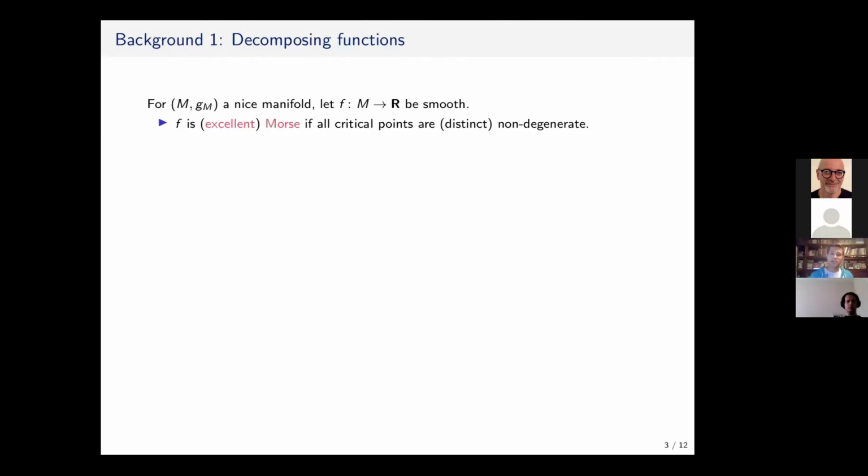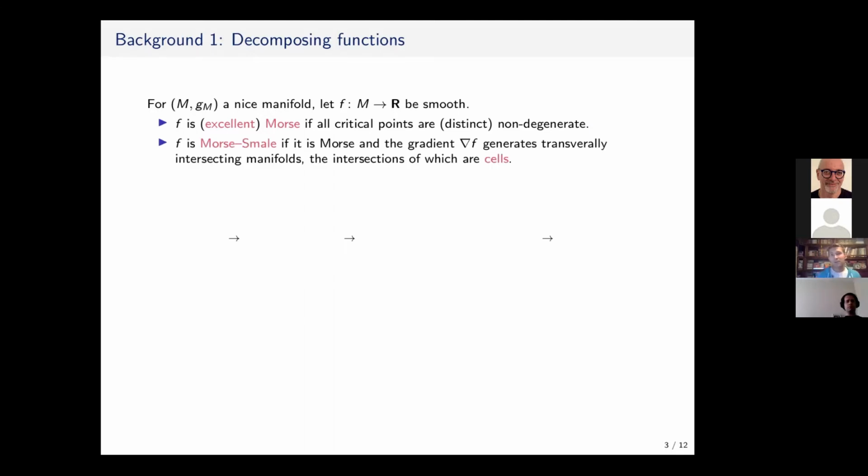In the one-dimensional case, the function x cubed is not a Morse function because of what happens at 0. The second derivative is still 0 there. And all the functions that I'll talk about today are going to be excellent. That means that in the preimage of every critical value, I have at most one critical point. Basically, 2 critical points don't map to the same critical value.